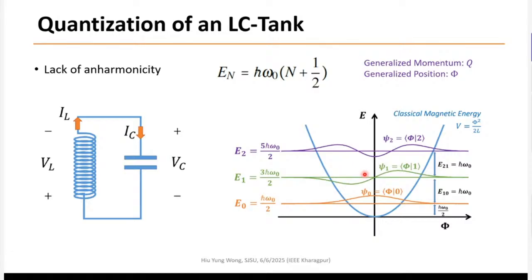Anyway, the final thing we got is that if I quantize circuits, I do have discrete levels of energy in this circuit, just like what we had in simple mechanical oscillator. But in simple mechanical oscillator, we have the so-called momentum and position in this energy diagram. But here we have the so-called generalized momentum, which is the charge stored in the capacitor, and the generalized position, which is the flux stored in the inductor. Okay, and so they will go back and forth.